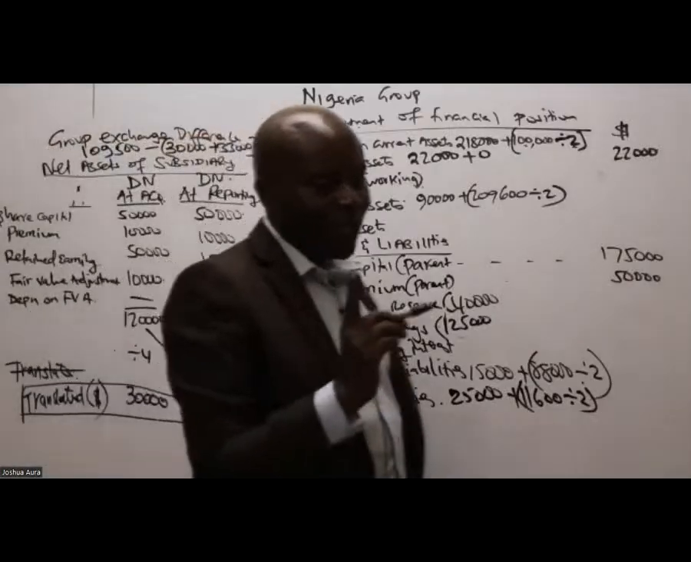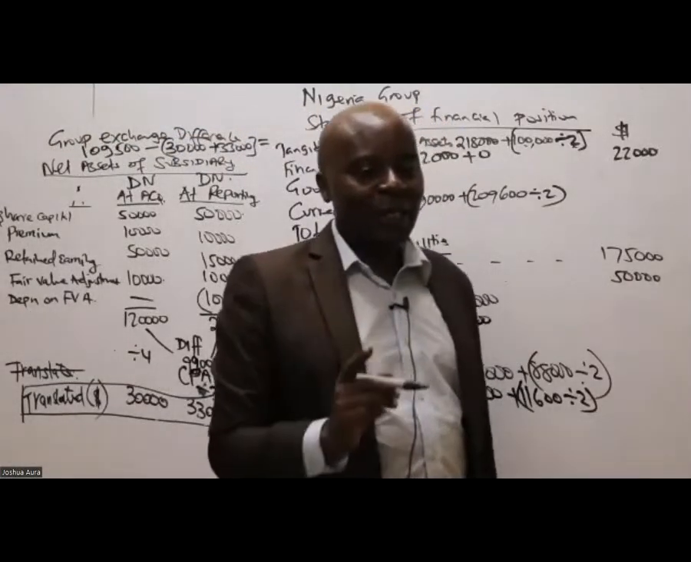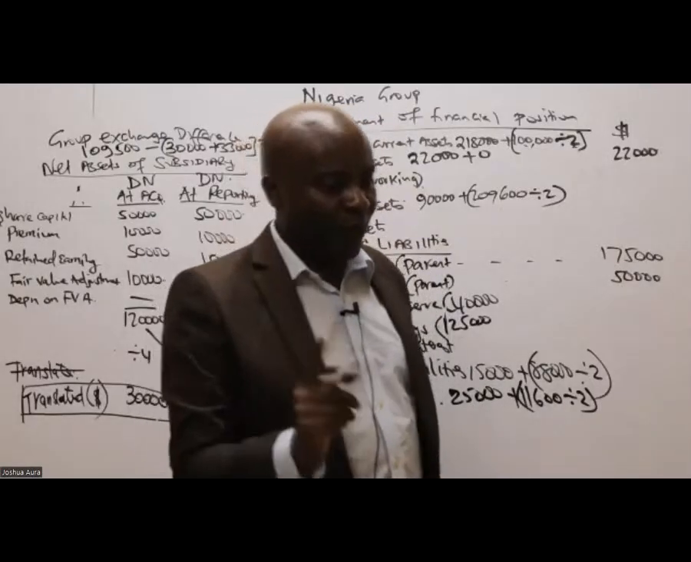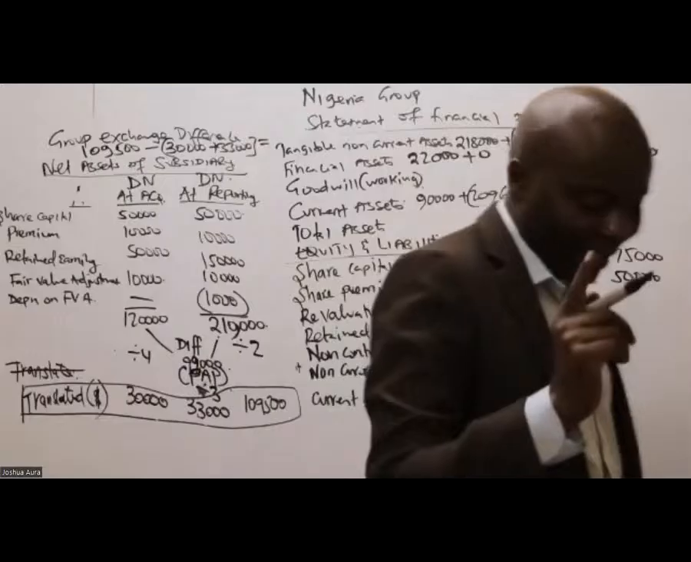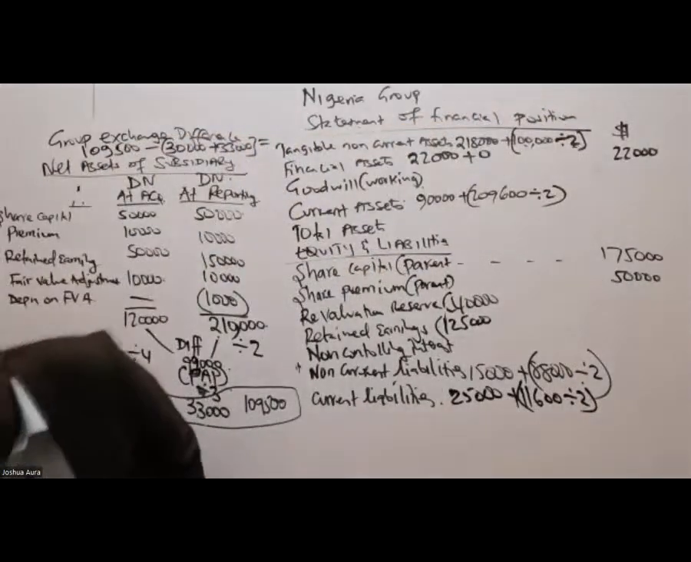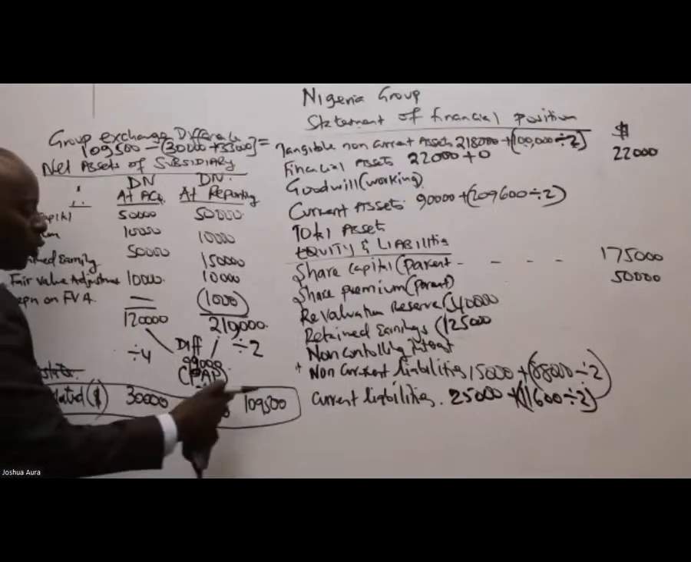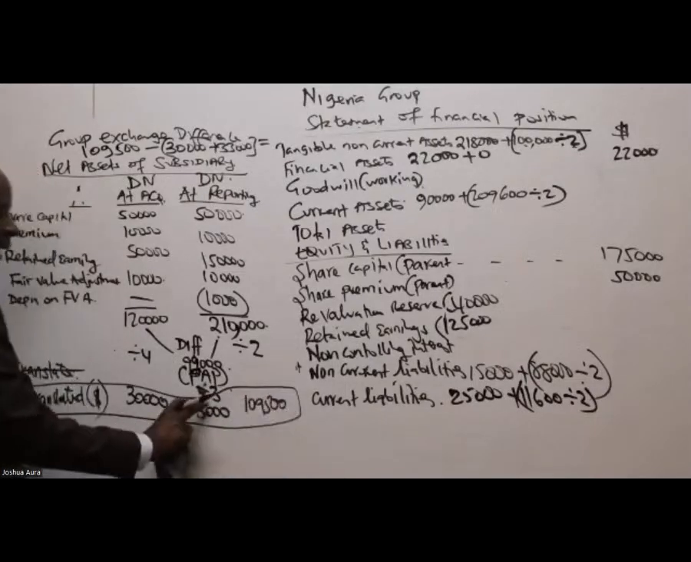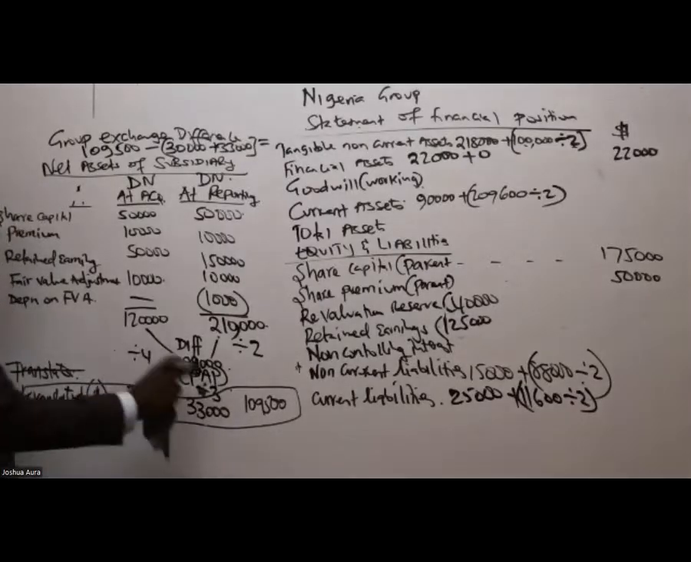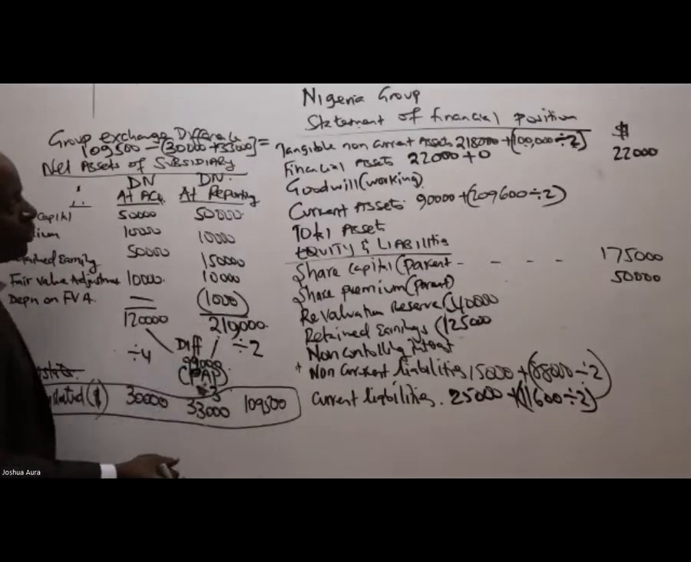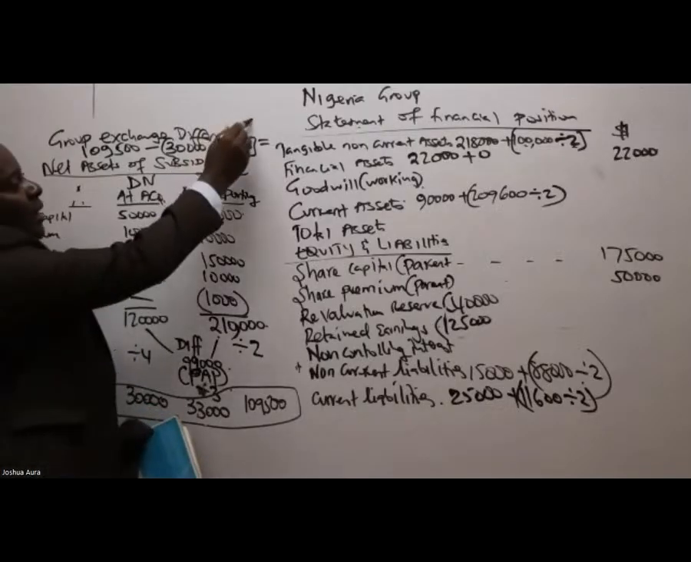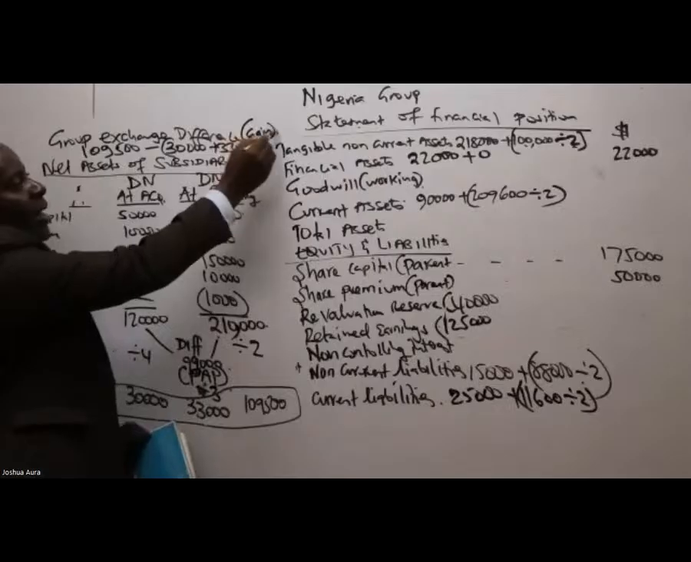The group exchange difference is 46,500. It is a gain in translation. It's a gain because we took the closing minus the sum of these. We expected the sum to be 66, but it has given us something more. So, ladies and gentlemen, this group exchange difference is a gain.